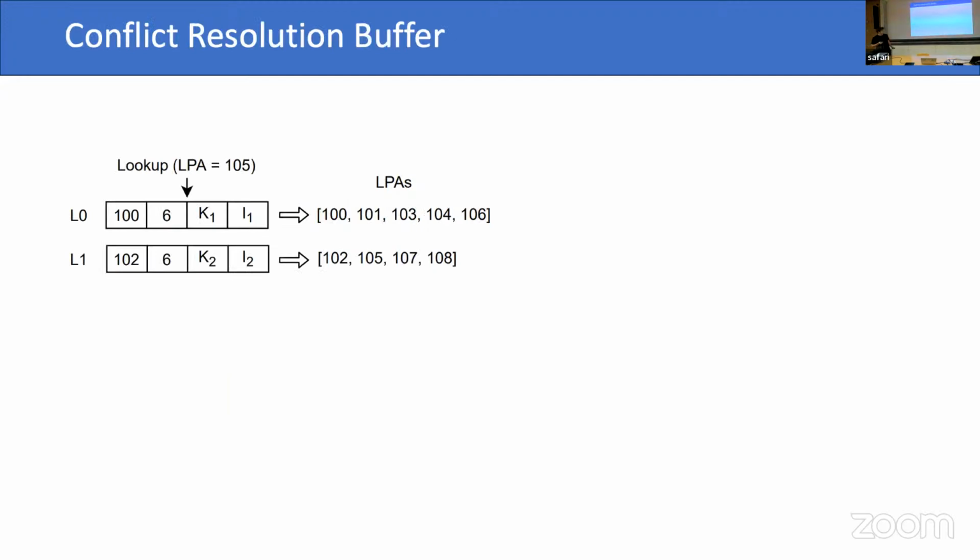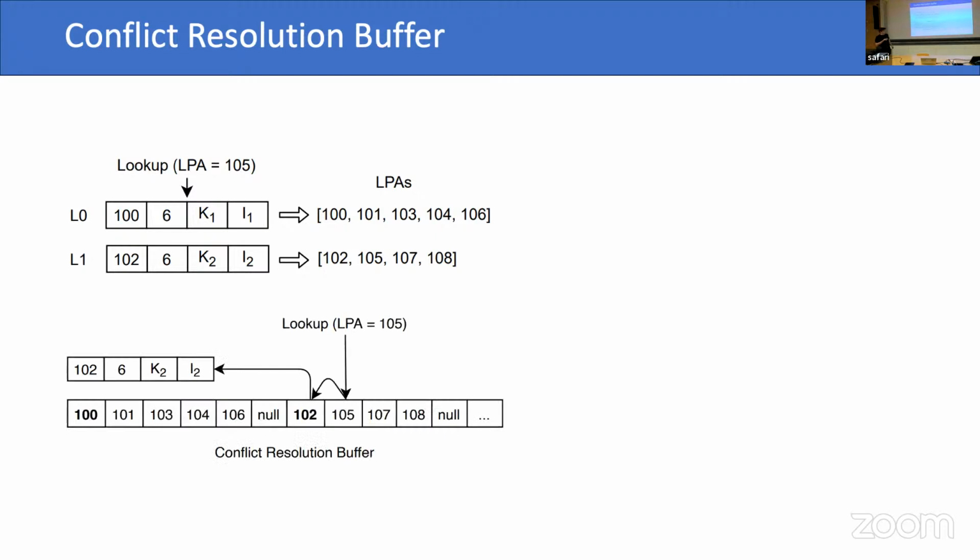I have an example to explain because it's a bit abstract. Here we have two overlapping segments, one from 100 to 106, one from 102 to 108, and we want to look up the LPA equal to 105. Without a conflict resolution buffer, we actually don't know where it is.